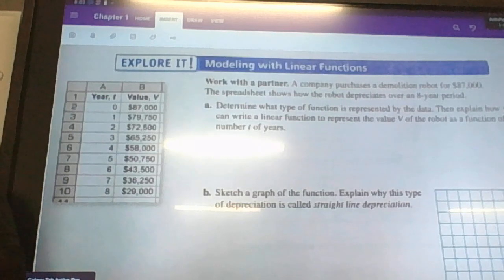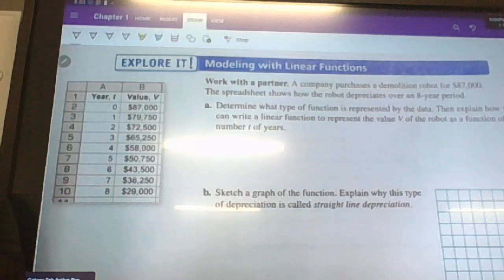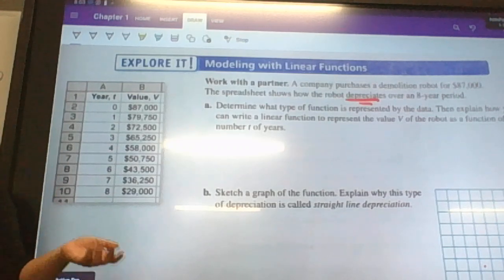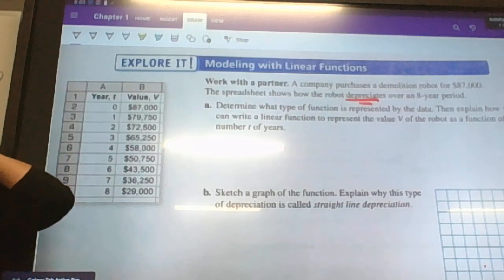It depreciates over an 8-year period. What do y'all think the word depreciate means? That is an accounting vocabulary word. Loses value over an 8-year period. Why would it lose value? It's being used. As soon as you buy a brand new car and you drive it off the lot, it's not worth as much. It's getting used, so it's depreciating.